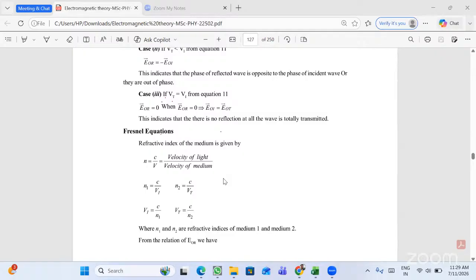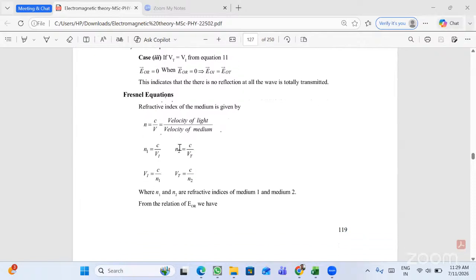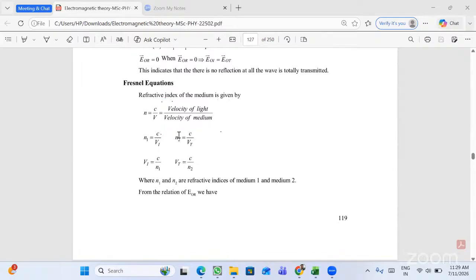In some other topic also you are going to get the Fresnel's equations. So here the Fresnel's equation is for this particular case. Generally, in order to get the Fresnel equation, the refractive index is nothing but the ratio of the velocity of light to the velocity in the medium.